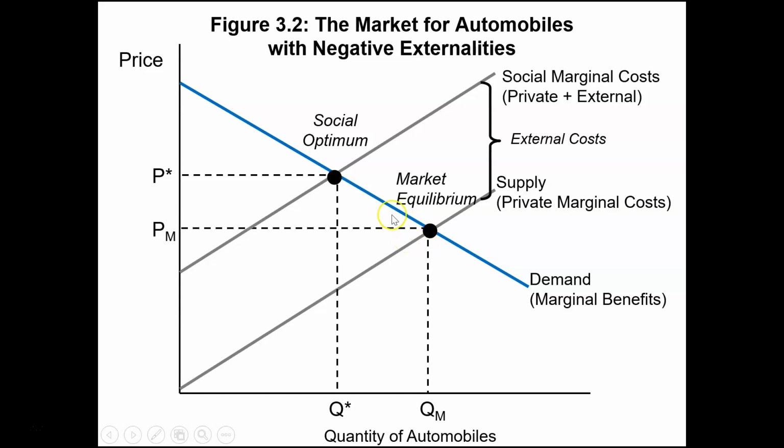And that leads to a social optimum. We end up with a socially optimal equilibrium that's different from that previously shown market equilibrium. The socially optimal equilibrium says we as a society would prefer that you consume fewer cars than you would if you only considered your own personal costs and benefits of consuming the car. And that socially optimum equilibrium has a higher price and a lower quantity.